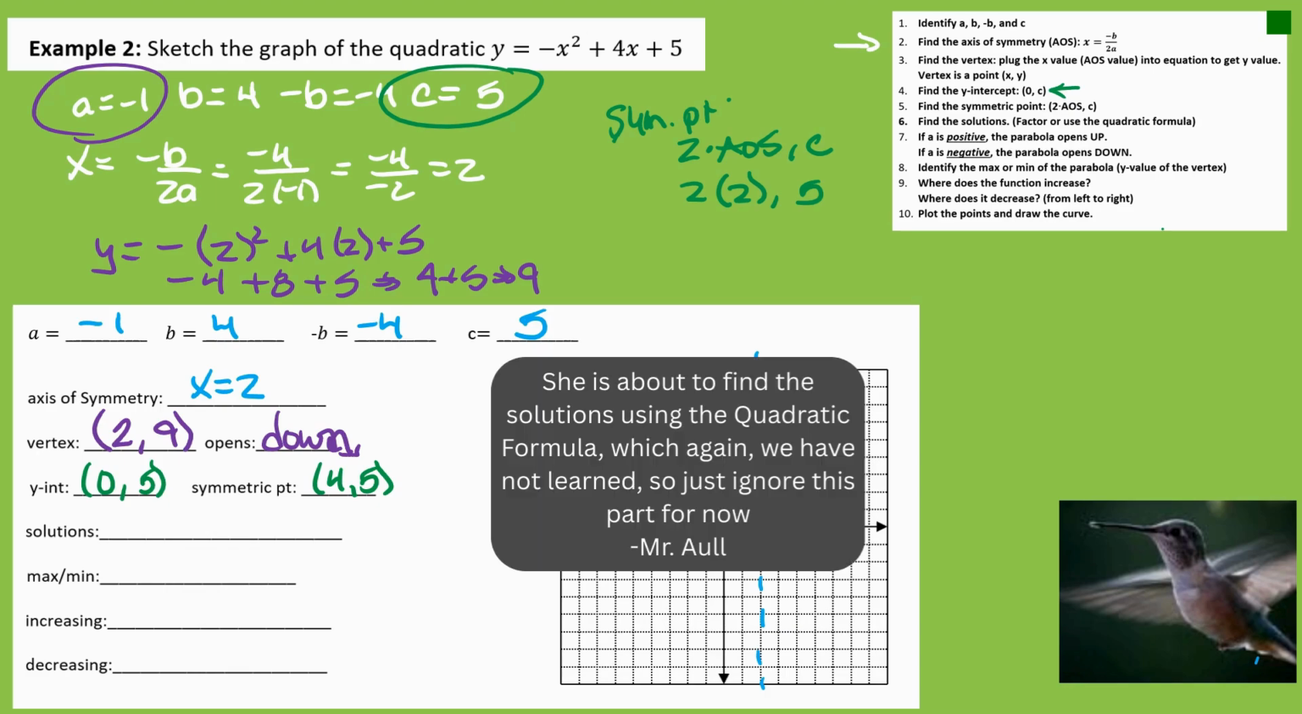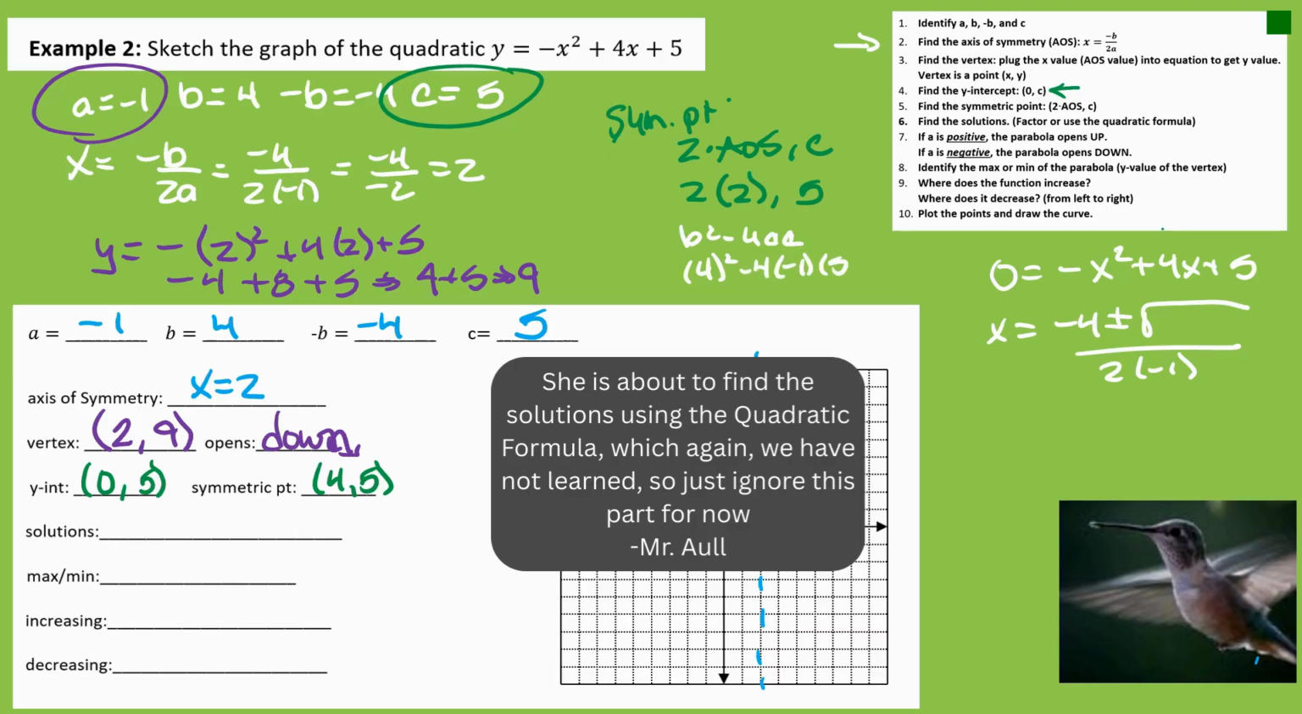So I've got 0 equals -x squared plus 4x plus 5. Let's do the quadratic formula. X equals -b plus or minus the square root all over 2a. So let me find b squared minus 4ac. So that's 4 squared minus 4 times -1 times 5. That's 16 plus 20, which is 36.